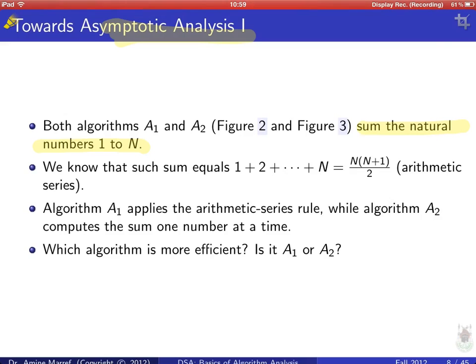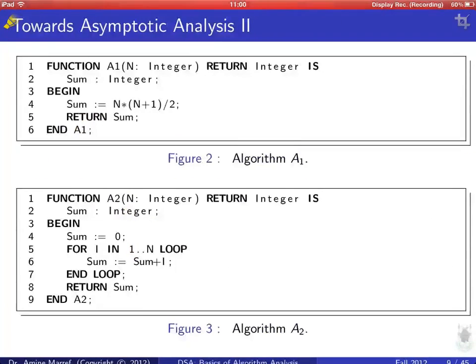Now, for the second algorithm, if we give it 1000, the loop is going to repeat the step 1000 times. If we give it the input 1 million, it will repeat the step 1 million times. So the first algorithm's execution time does not depend on the input. The second algorithm's execution time actually depends on the input.